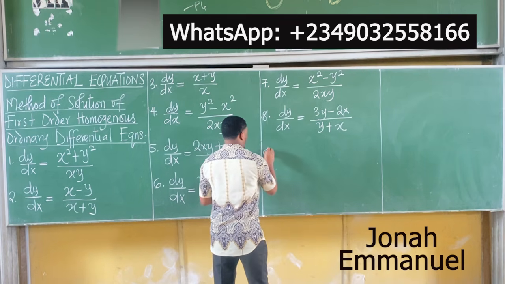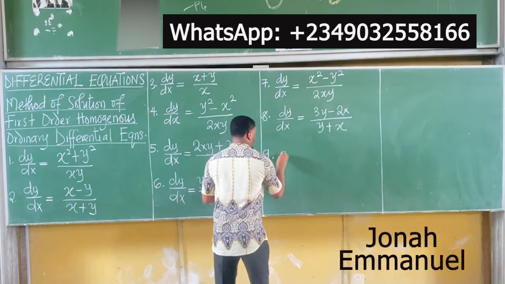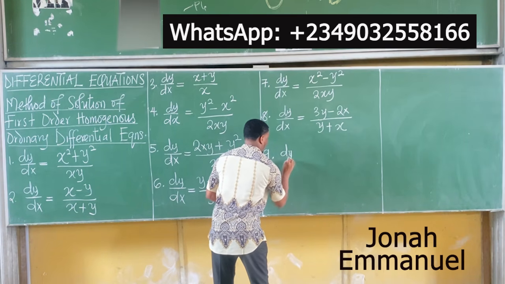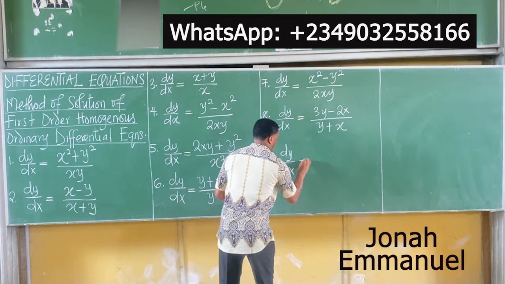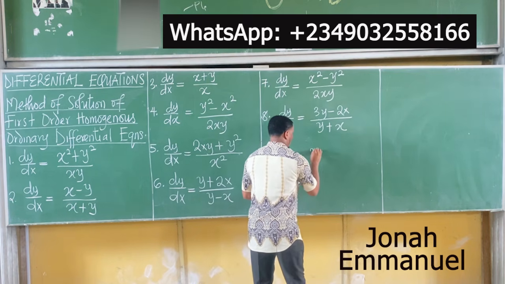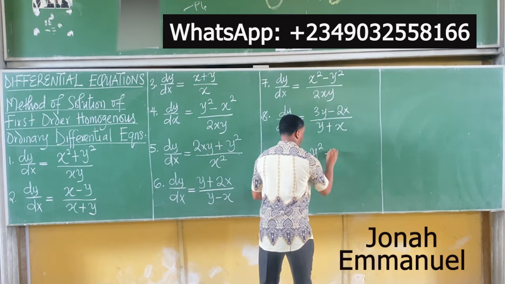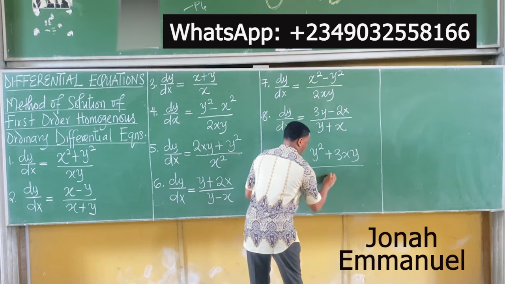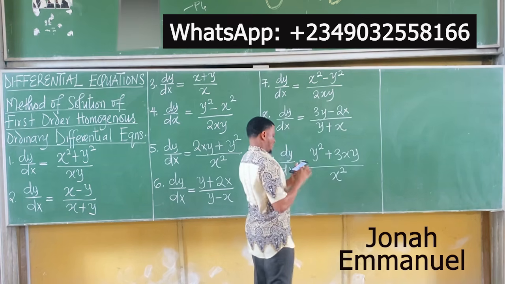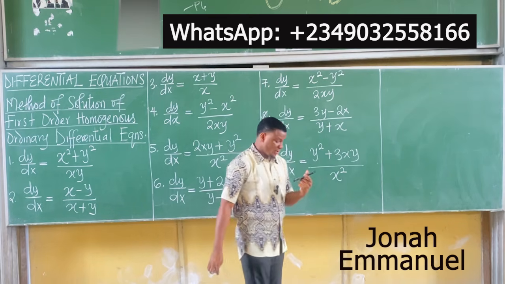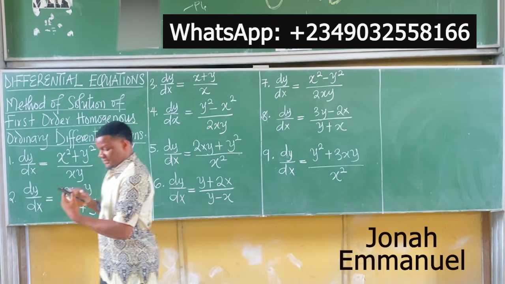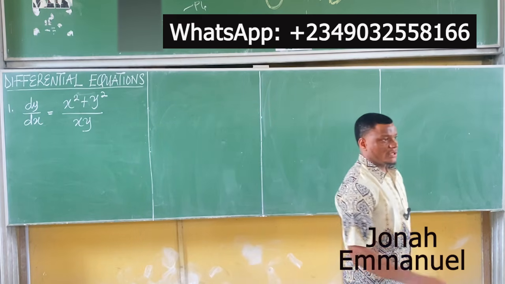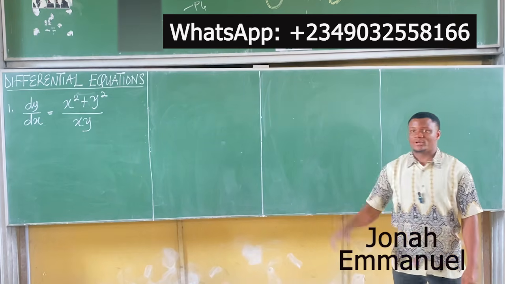Then finally, number nine, dy/dx equals (y squared plus 3xy) all over x squared. All right, I think we're good to go. So let's take an example on that. Let's look at this question here.